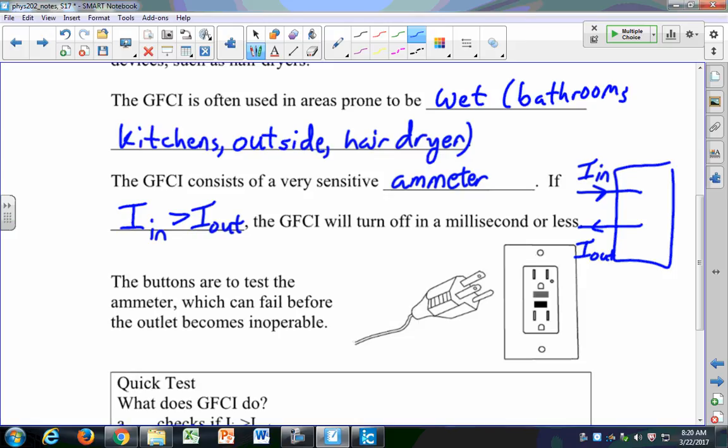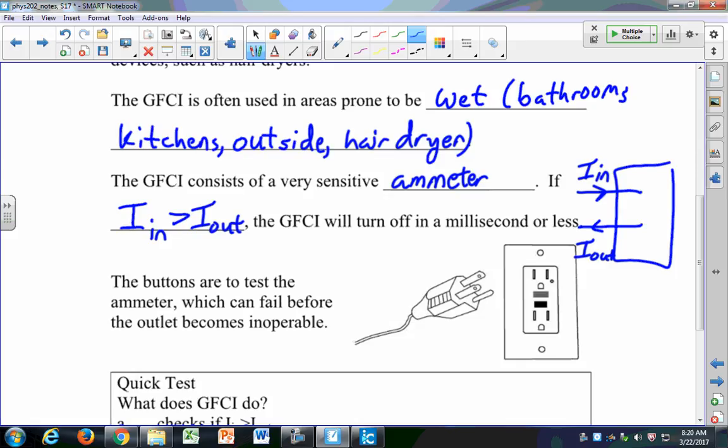Imagine what would happen if this current was bigger than this current. Because your GFI is constantly measuring those two currents. There's a little ammeter in here, and every millisecond it's saying, what's I in? What's I out? What's I in? What's I out? And it compares those two values. So what does it mean if the incoming current is bigger than the outgoing current?